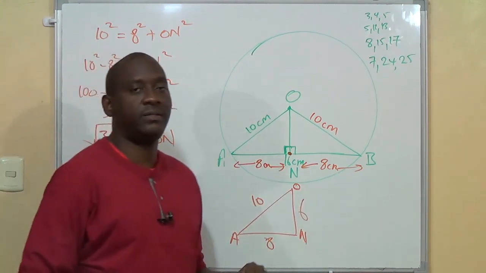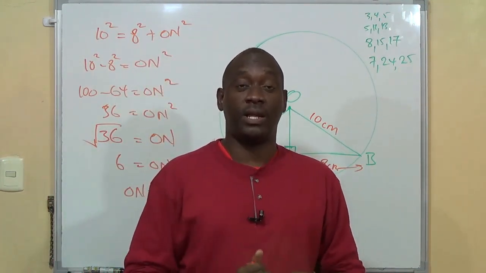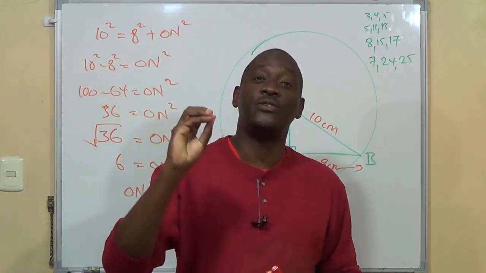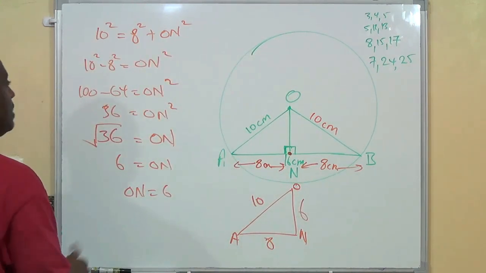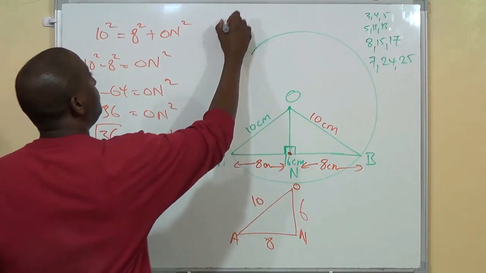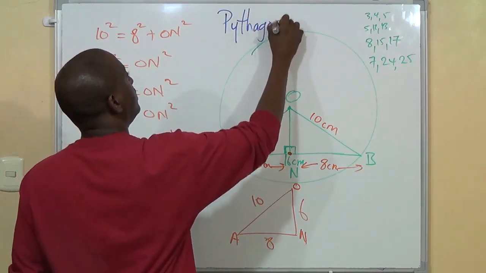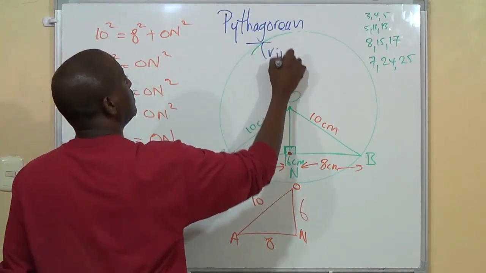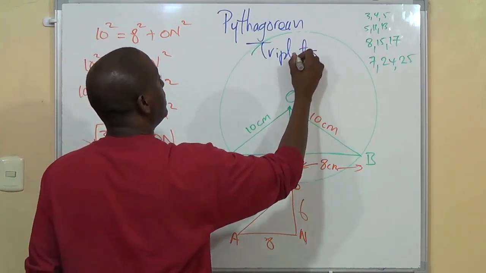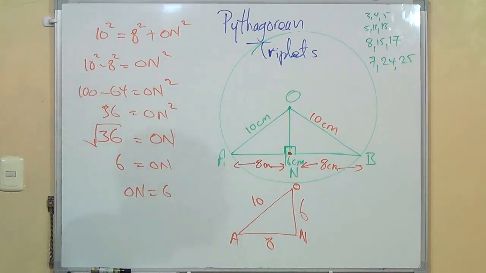And I'll explain that just now. So I want to invite you to go on Google and search for Pythagorean triplets. Pythagorean, P-Y, of or pertaining to Pythagoras, triplets. Search for that in Google, and you'll find a lot of things.